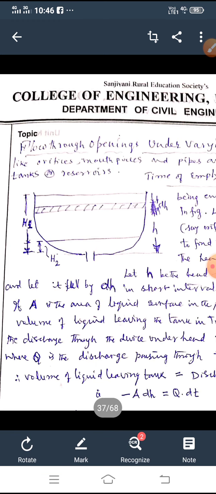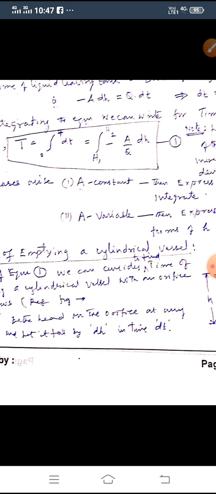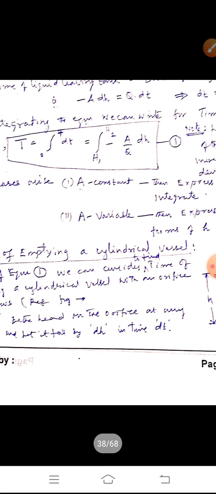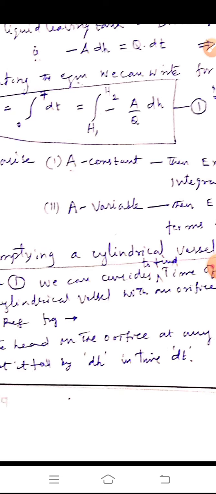Now, therefore, the total time can be found out by integrating 0 to t dt, that is equal to the integral from H1 to H2 of minus A by Q into dH. Here there are two cases. This is the general formula.